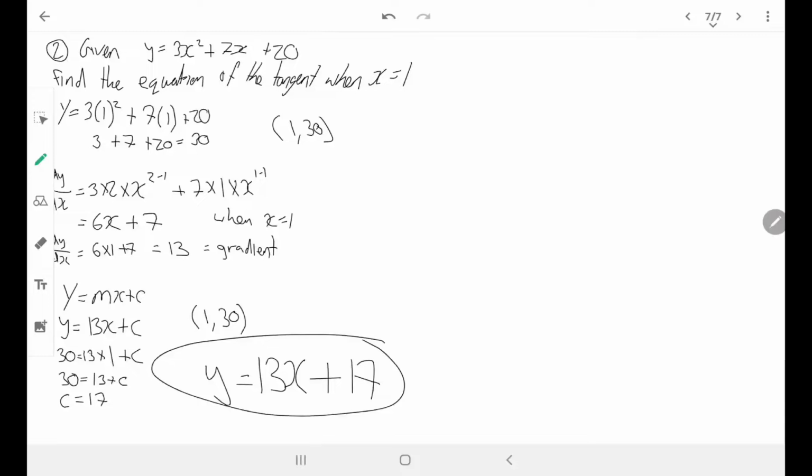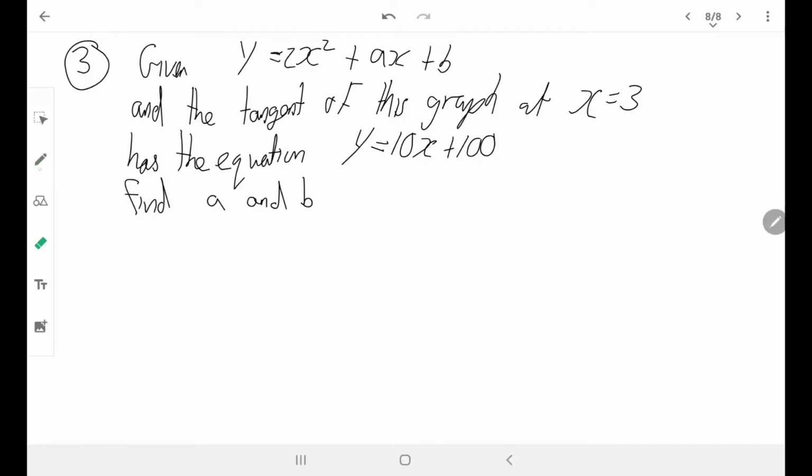And there we go. Let's have a little go at question 3. Given y equals 2x squared plus ax plus b, and the tangent of the graph at x equals 3 has the equation y equals 10x plus 100, find a and b. So our first step is thinking about, okay, what do we know?